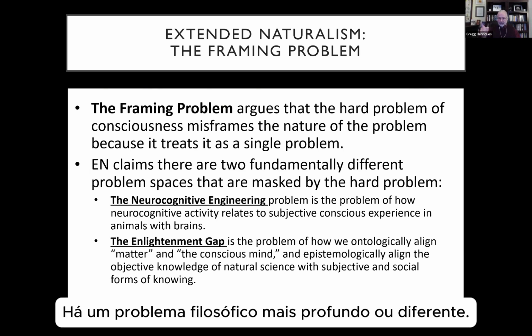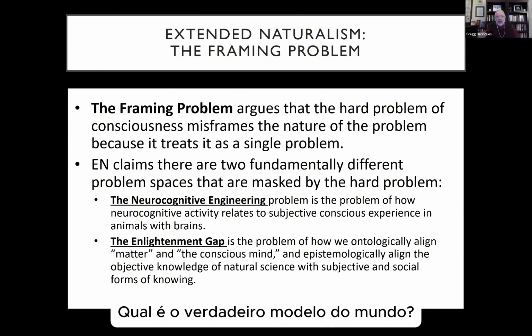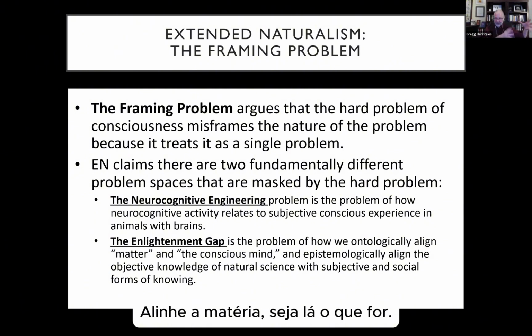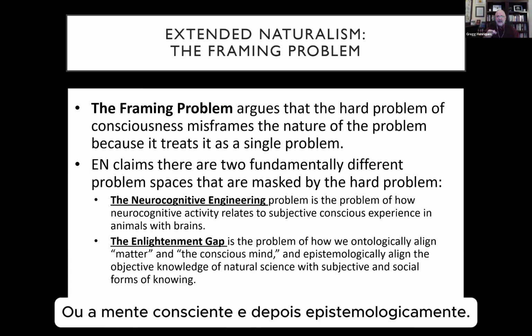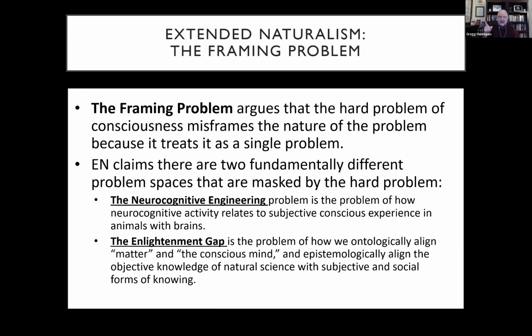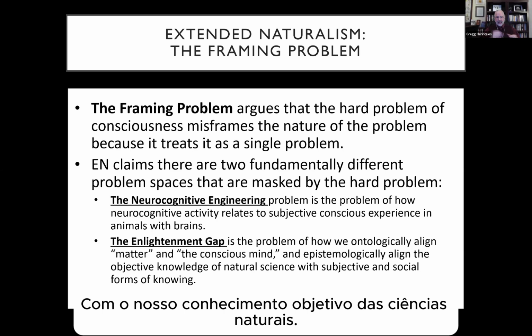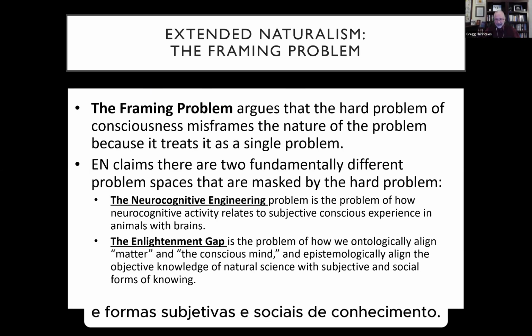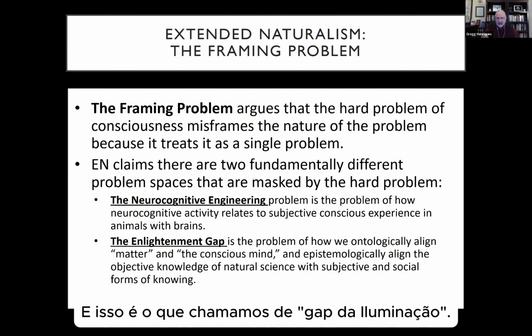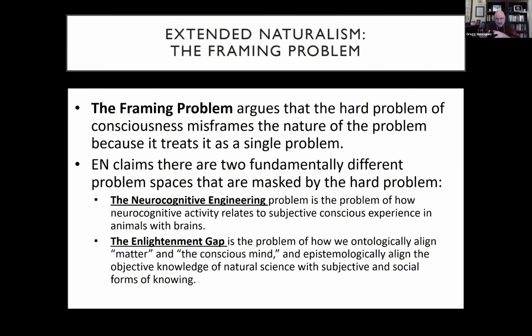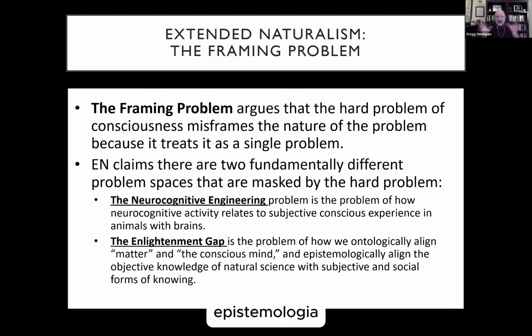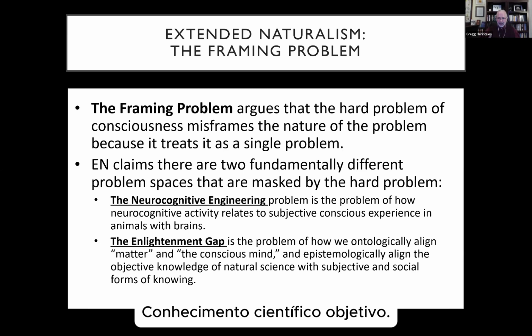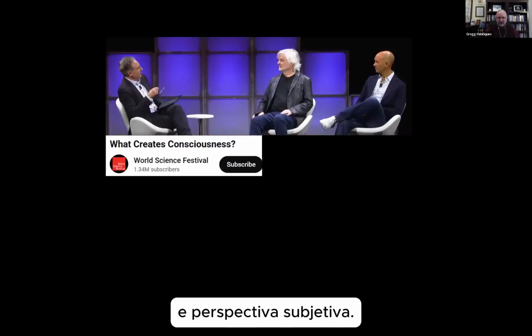But no, there's a deeper or different philosophical problem, which is how we ontologically, like what's the real model of the world, align matter, whatever that is, the physical matter, and the consciousness mind or the conscious mind, and then epistemologically align that with our objective knowledge from the natural science and subjective and social forms of knowing. And this is what's called the Enlightenment gap. And notice that this has a different focus and structure, a philosophical structure, a structure about ontology, epistemology, and the right relationship between things like objective scientific knowing and subjective perspective.